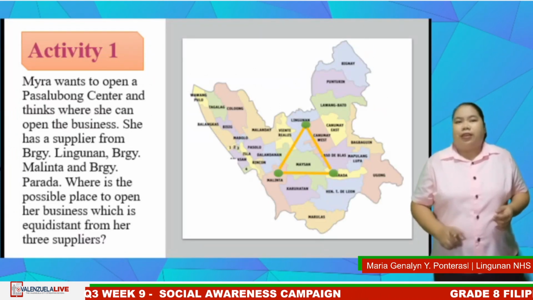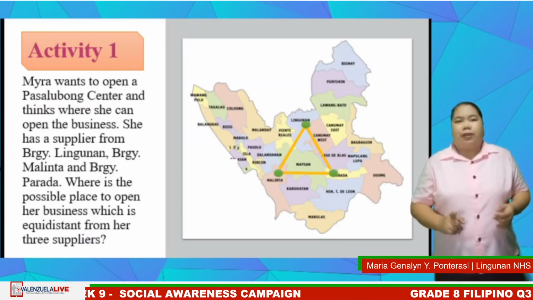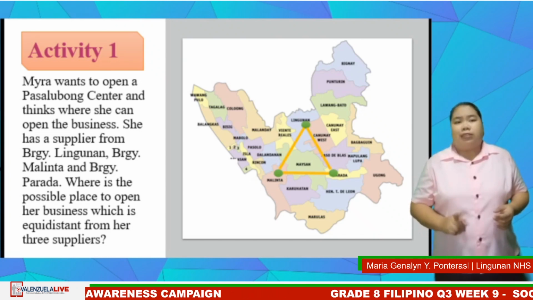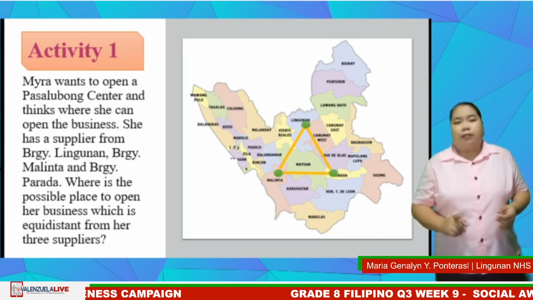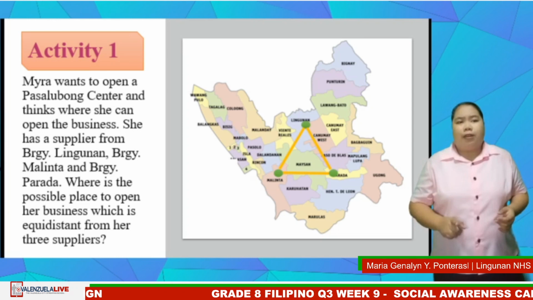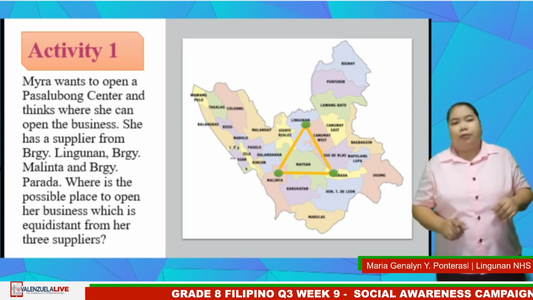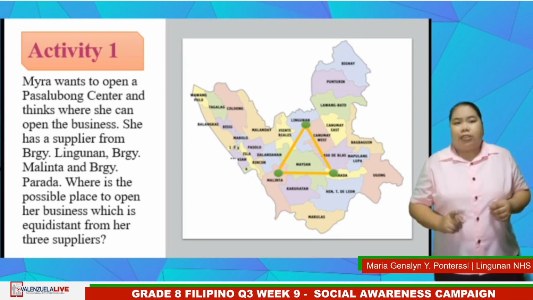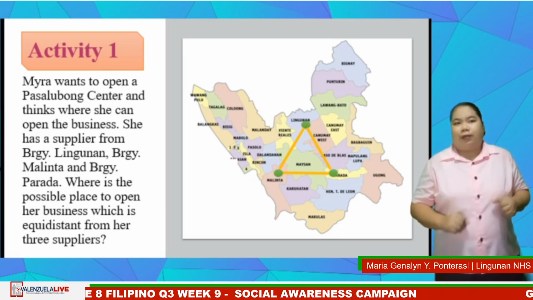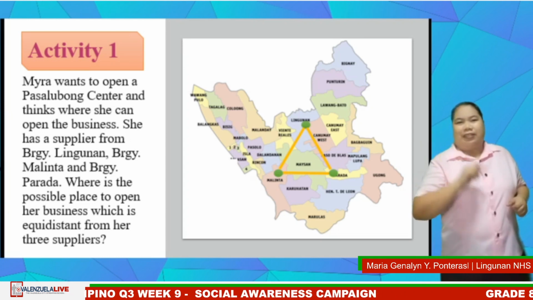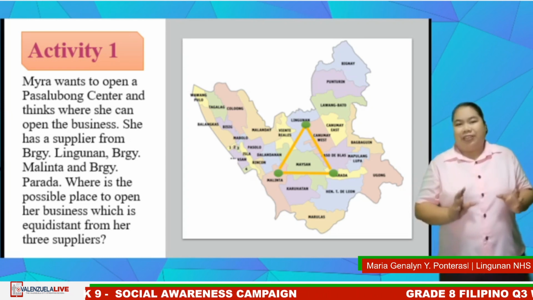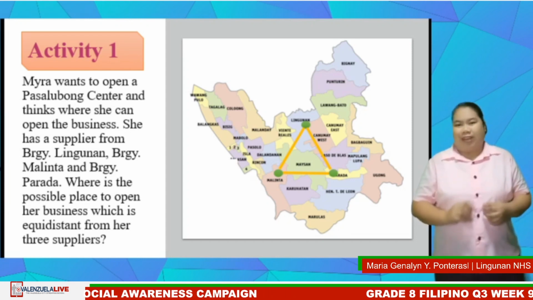The scenario is, Myra wants to open a pasalubong center and thinks where she can open the business. She has a supplier from Barangay Lingunan, Barangay Malinta, and Barangay Parada, as you can see in our map. Where is the possible place to open her business, which is equidistant from her 3 suppliers? Let us think about this. I'll give you 10 seconds to think where is the exact location, or where is the possible location.